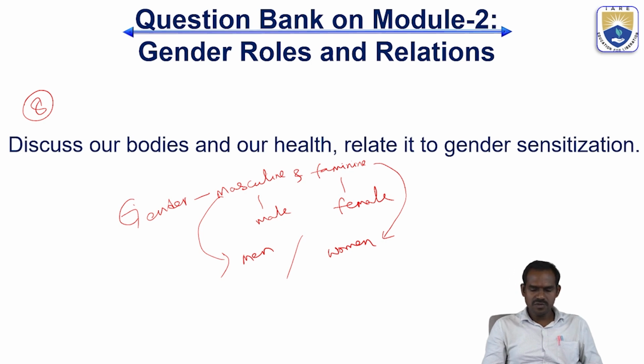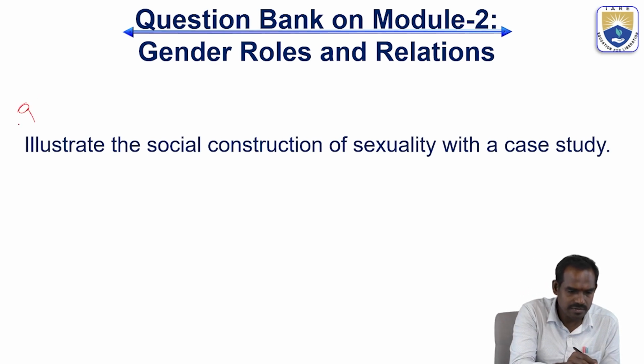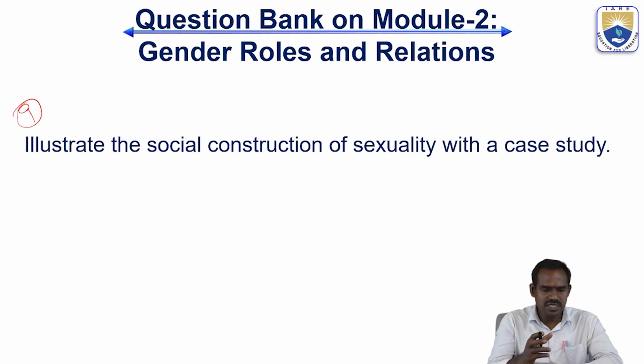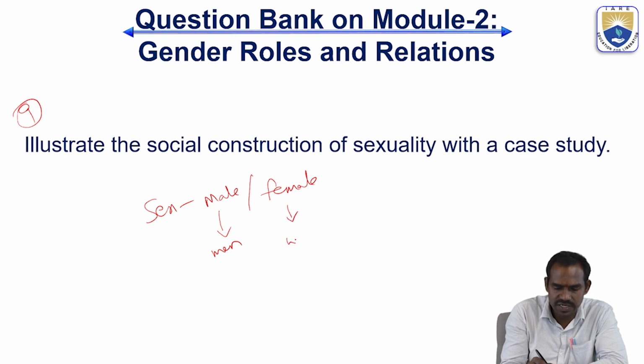Now, let's look at the ninth question, question number 9: illustrate the social construction of sexuality with a case study. There are many case studies where there is a social construction of sexuality. What are the sex terms? Male and female. This is the characteristic property of men. Female, the gender term is woman.